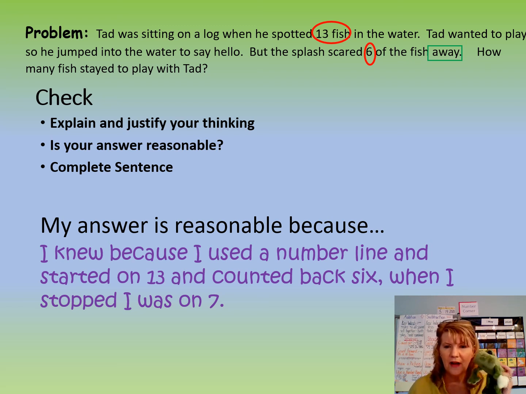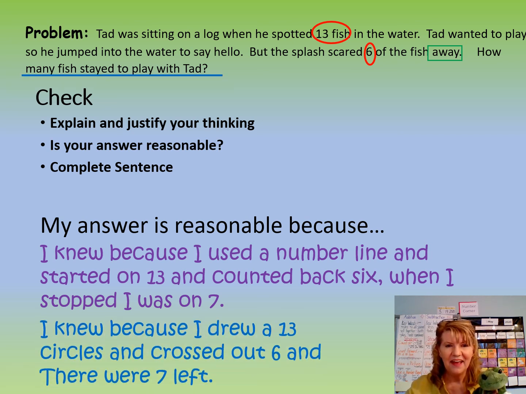Oh, Froggy just came and he wants to tell you how he answered the question. He says, I knew because I drew 13 circles and crossed out 6, and there were 7 left. Is Froggy right? Is his answer reasonable? He's right too. There's lots of ways you can answer problems. We just want to know how you answer them, and I want to know how you were thinking.